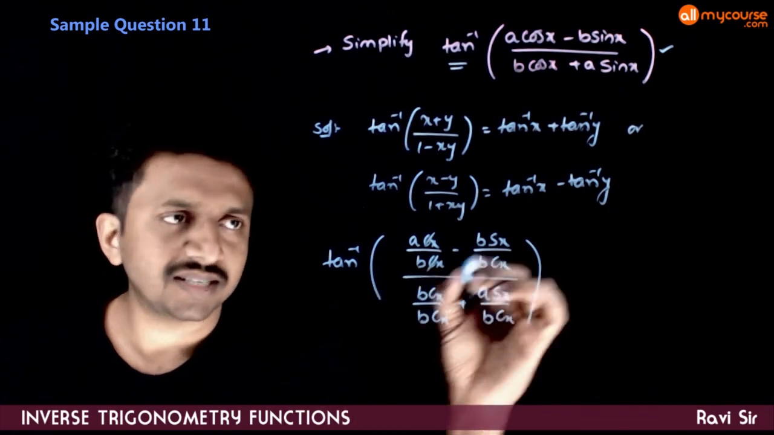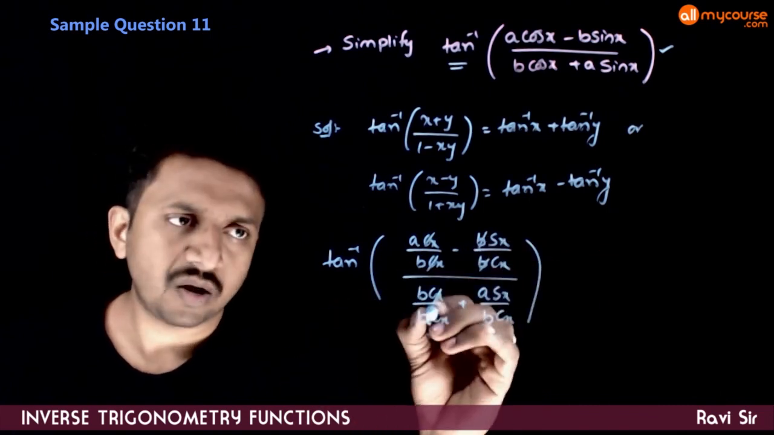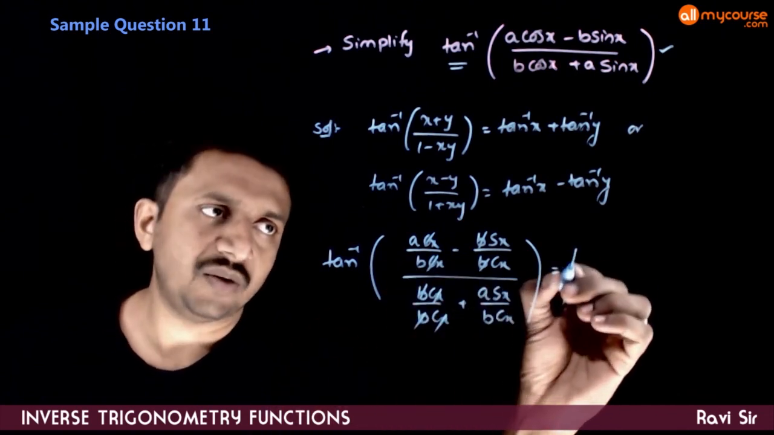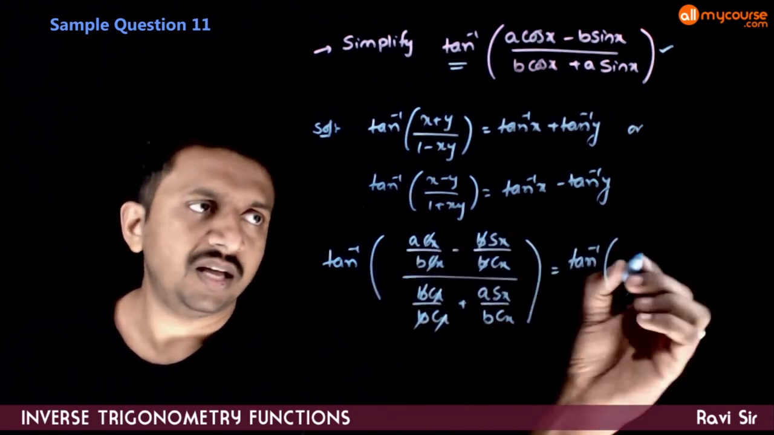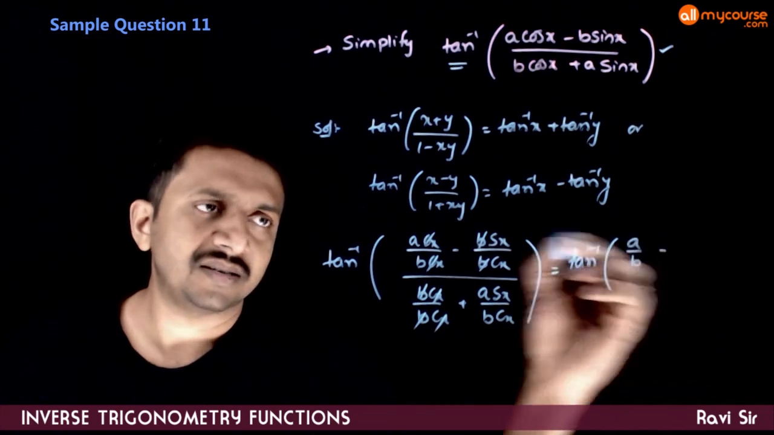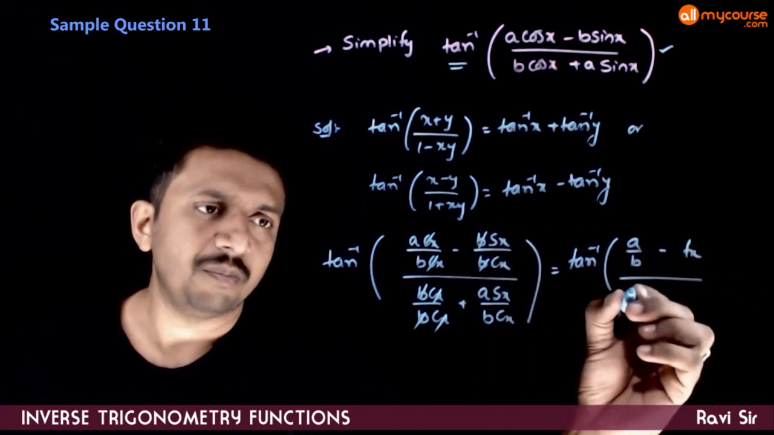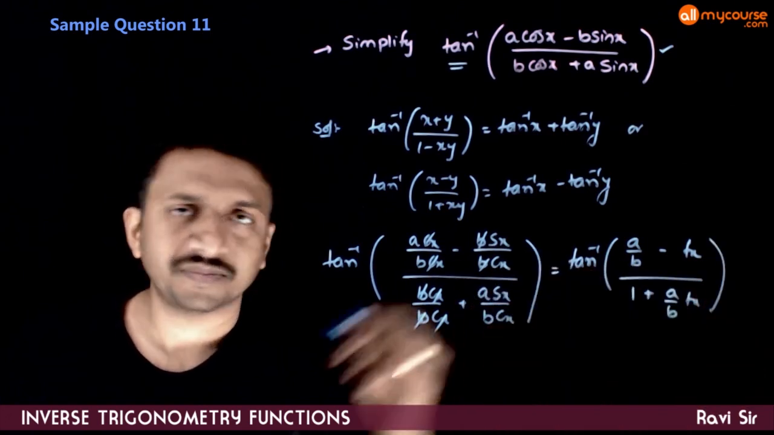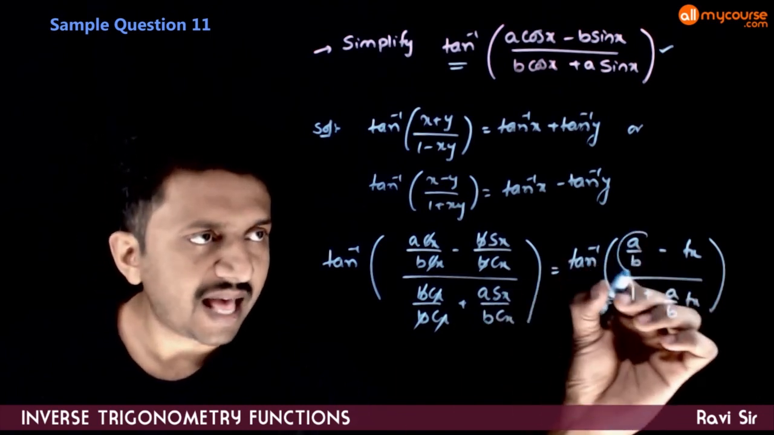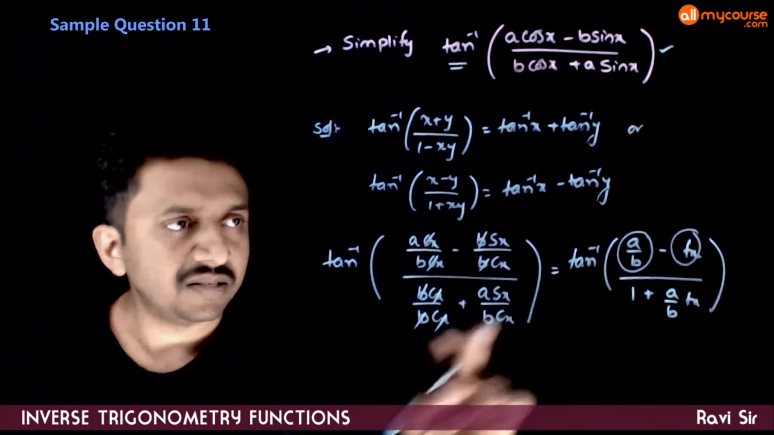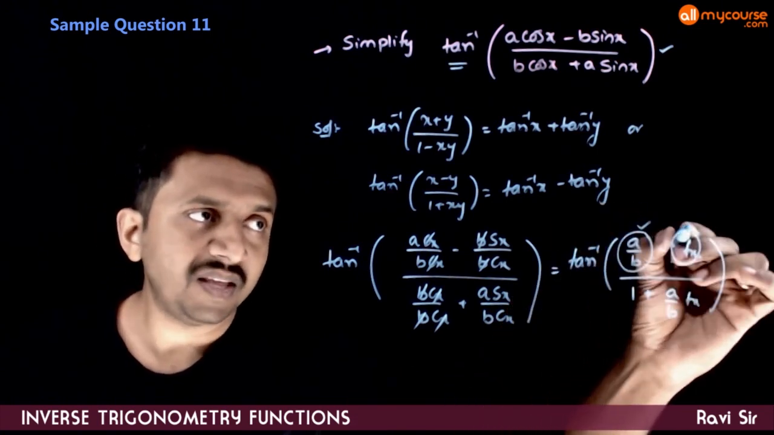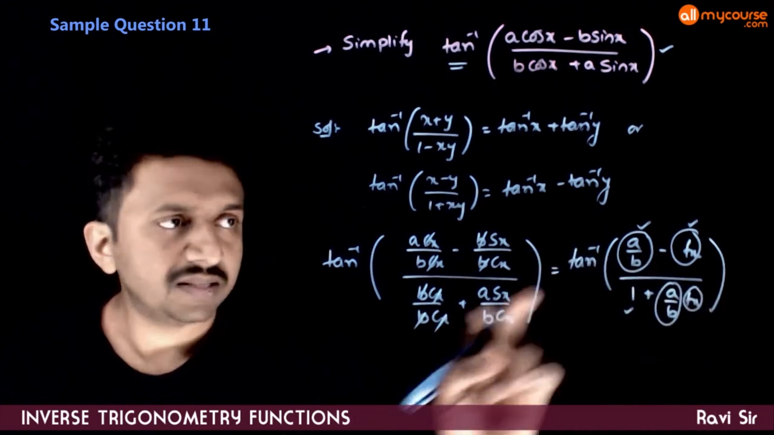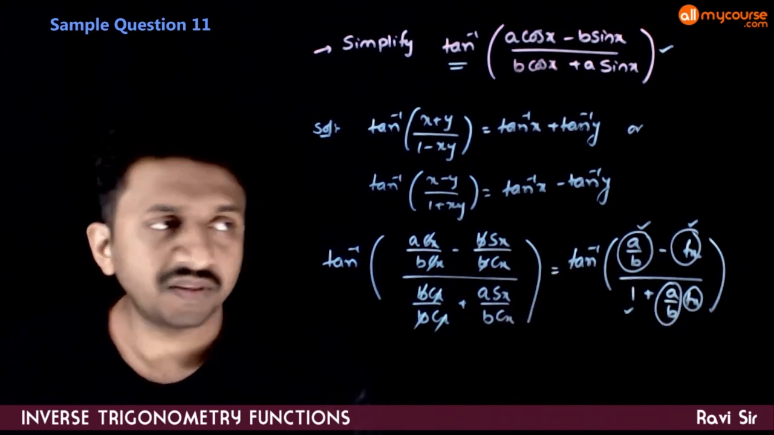So cos x and cos x get cancelled, b and b get cancelled, cos x and cos x get cancelled, b and b get cancelled, nothing gets cancelled here. That is equal to tan inverse of a by b minus sin x by cos x, which is tan x, by 1 plus a by b times tan x. So if you take this as an entity and this as another entity, this is of the form tan inverse of something minus something by 1 plus something into something.